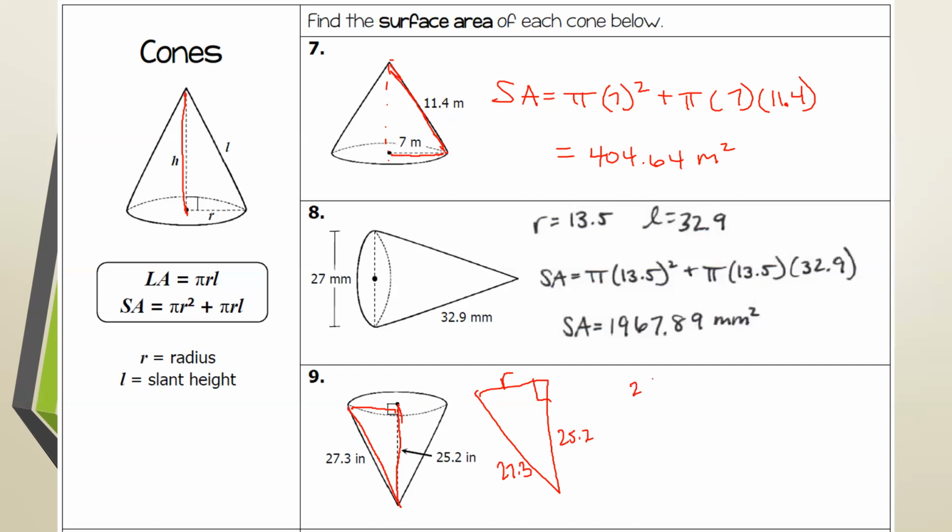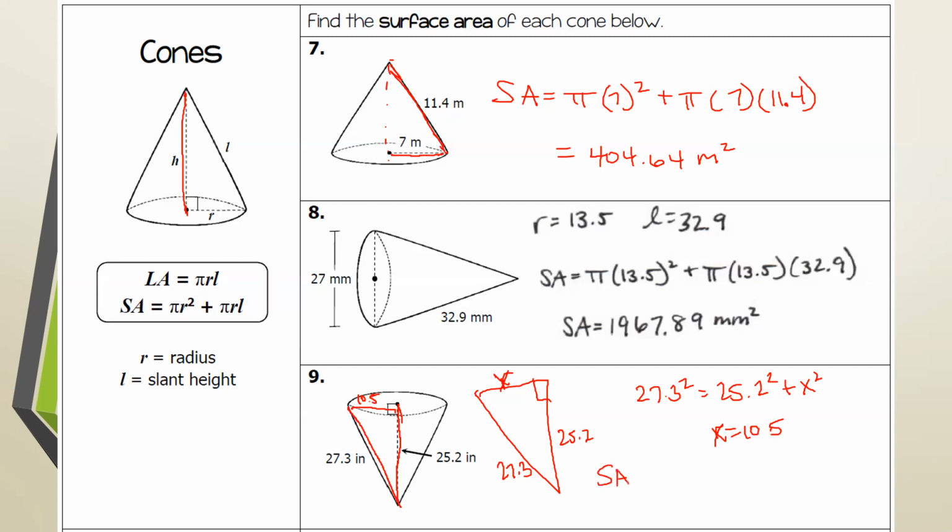So our dear friend Pythagoras is coming back to play. C squared, oops, C squared, silly me. C squared, that's your hypotenuse, equals your leg squared plus leg squared. And we solve for X or R, whatever you called it in the picture. So the radius of this ends up being 10.5. So now you know the radius is 10.5. You know the slant height is 27.3.